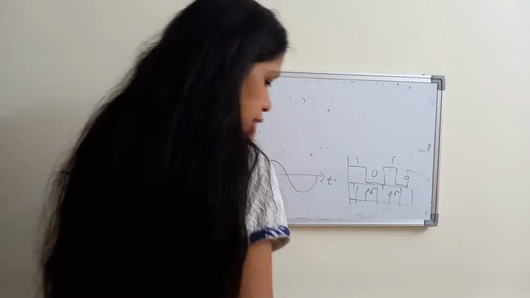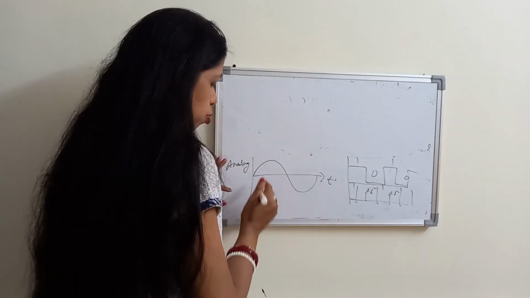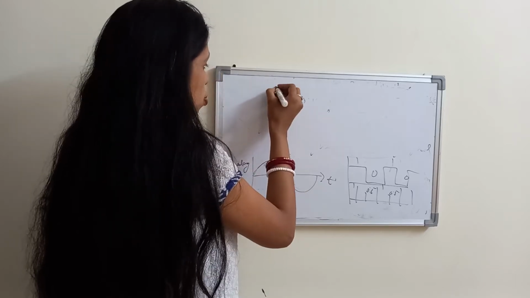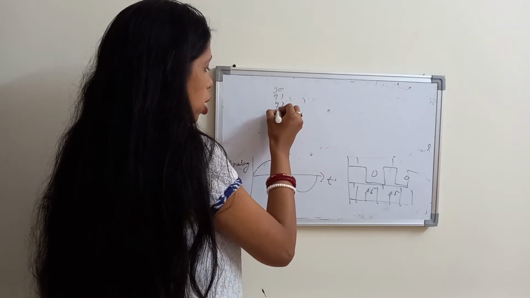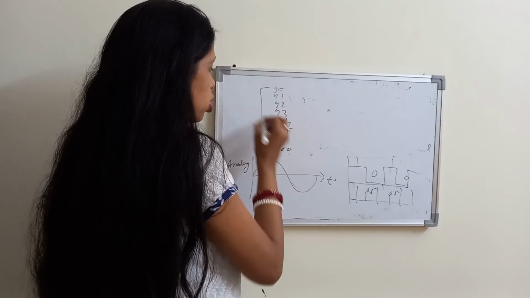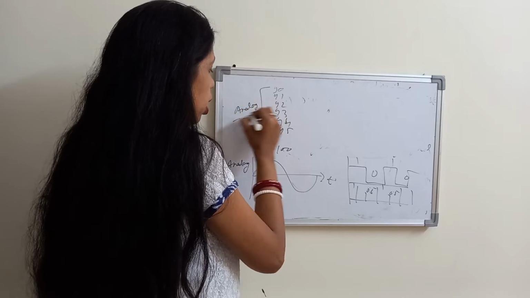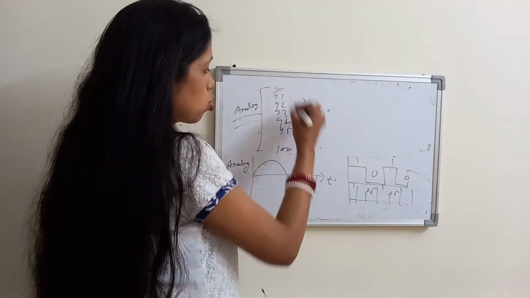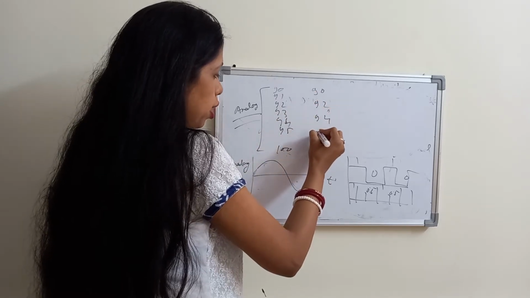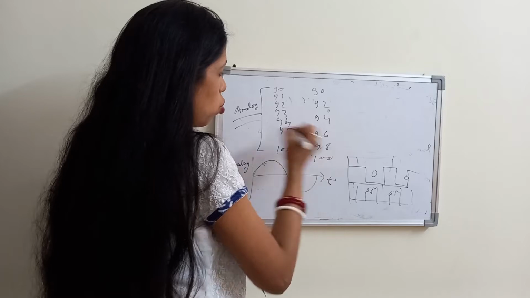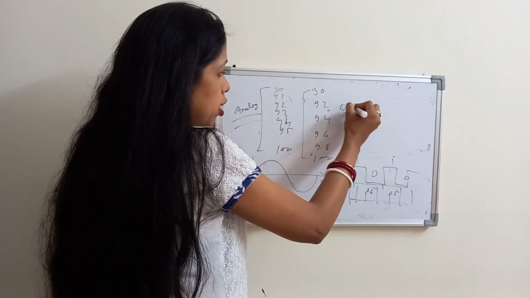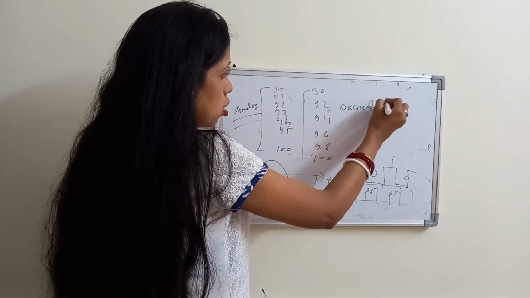Suppose you are continuously observing temperature. This is the temperature data: 90 degrees, 91, 92, 93, 94, 95, up to 100. So this is continuous data, analog. Analog is also called continuous data. From this continuous data, you are just taking 90, 92, 94, 96, 98 and 100. So from the continuous data you are taking some samples. This is called discrete.